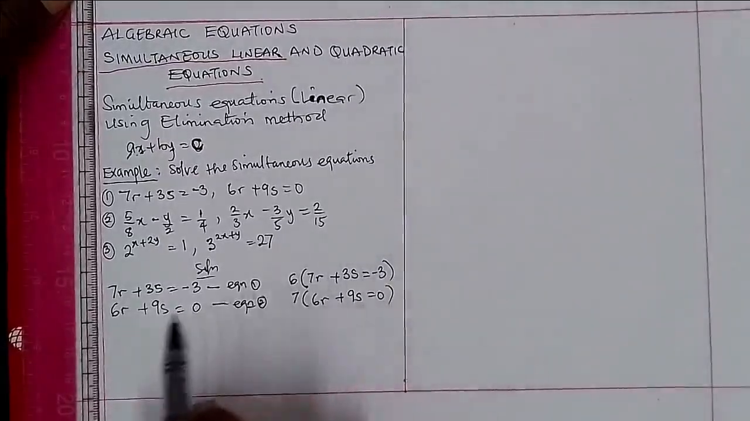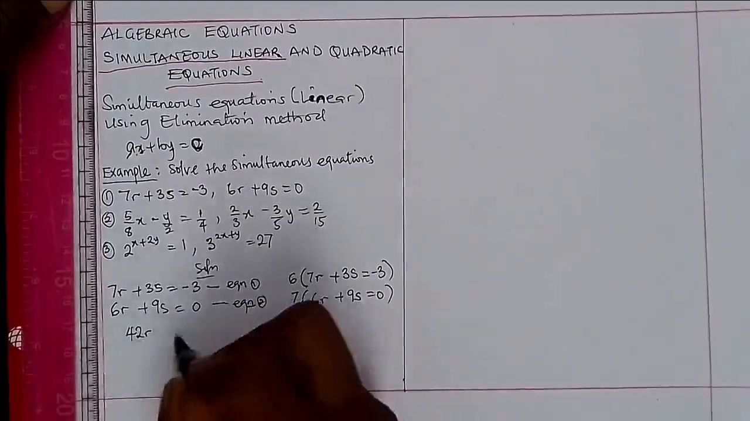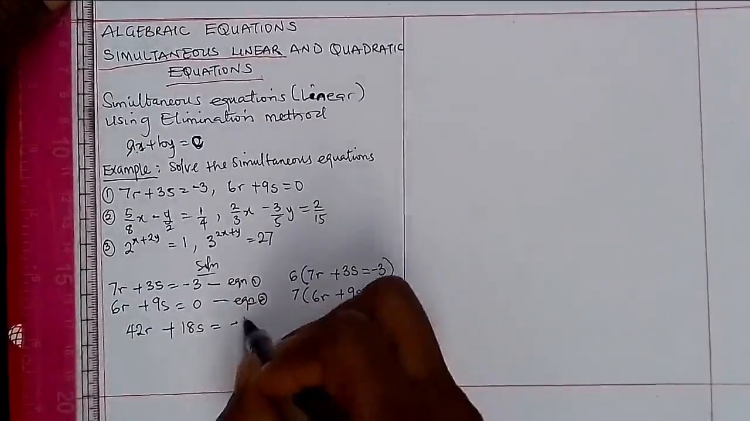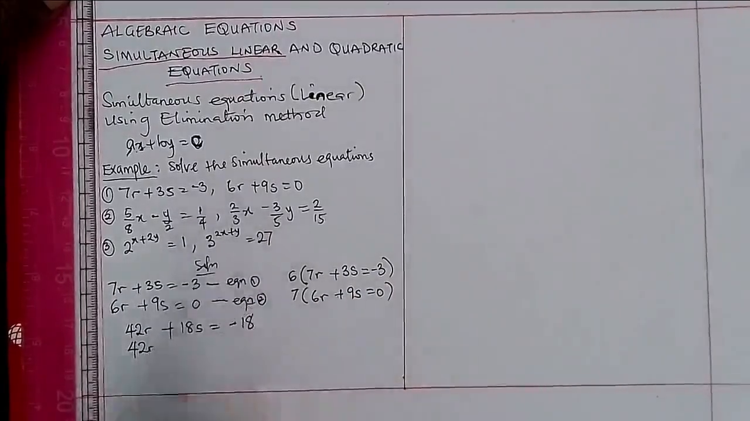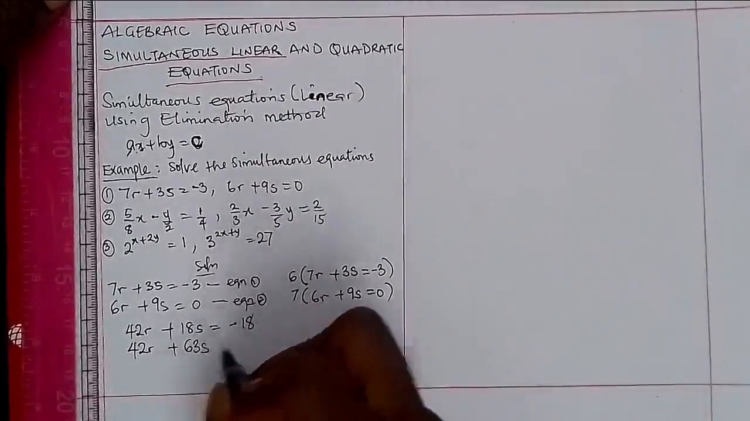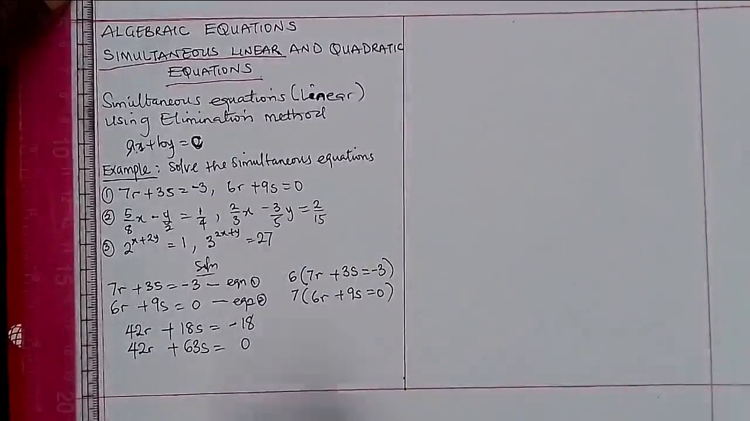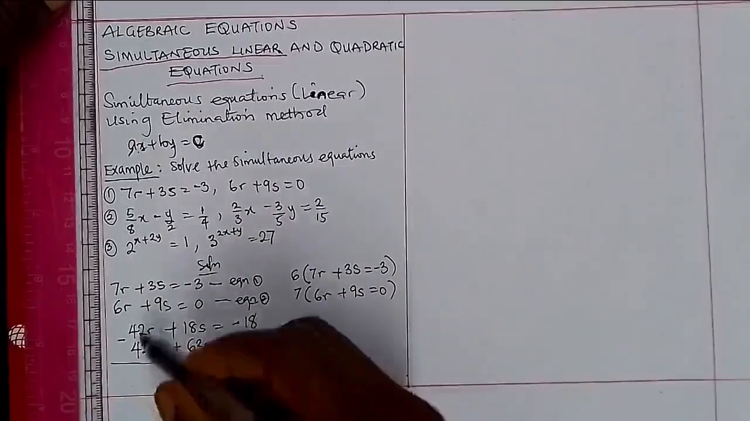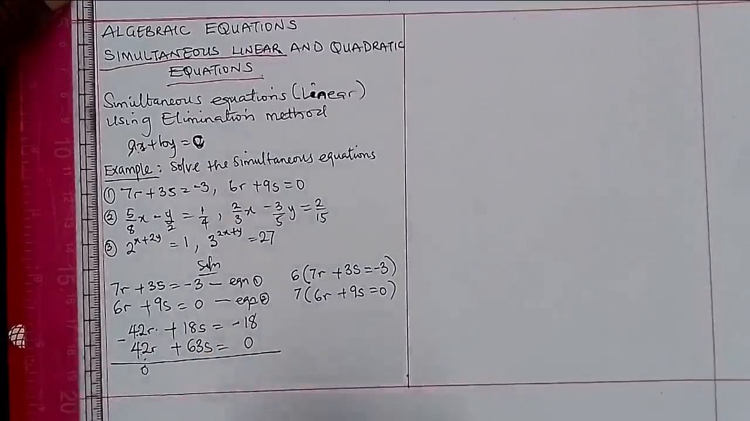Now let's bring out everything down here. We have 42r plus 18s is equal to minus 18. Then the next one will still be 42r plus 63s is equal to 0. So now using elimination, we subtract. When you subtract, the r goes away because they are now the same. 42r minus 42r gives us 0.